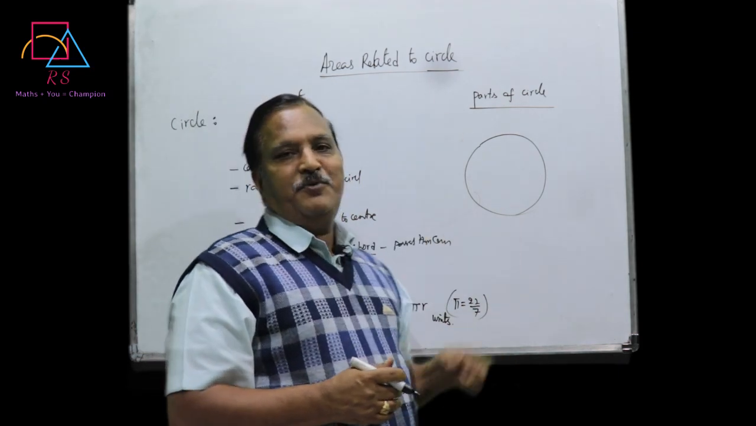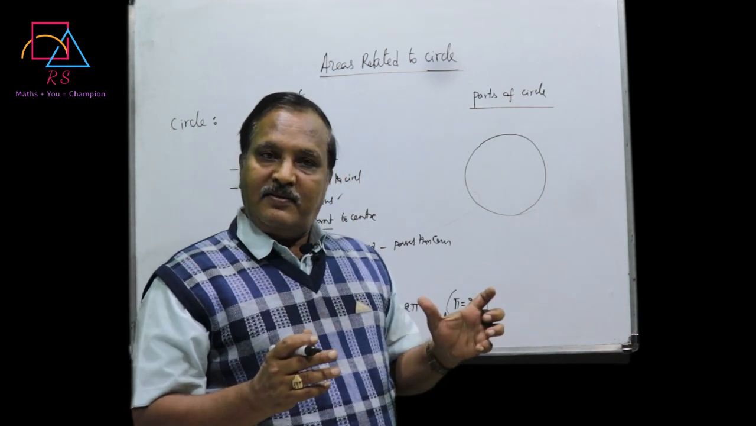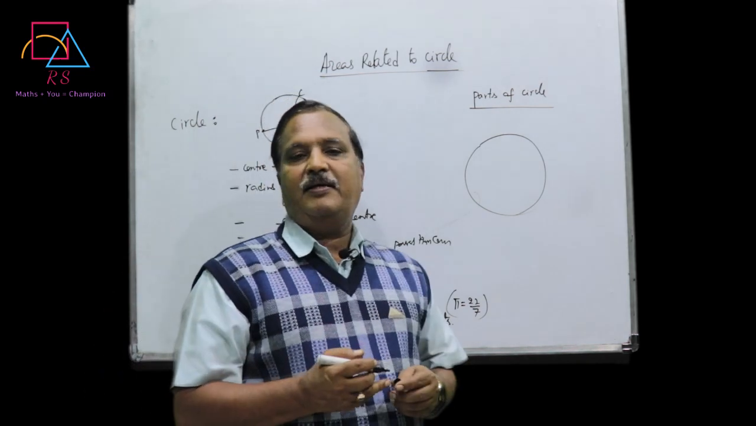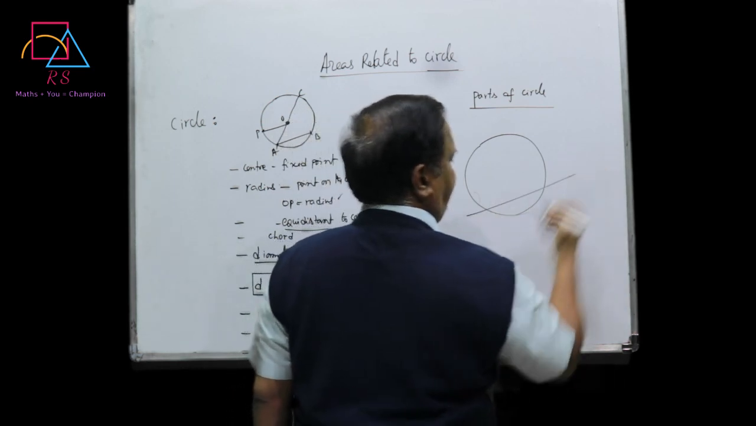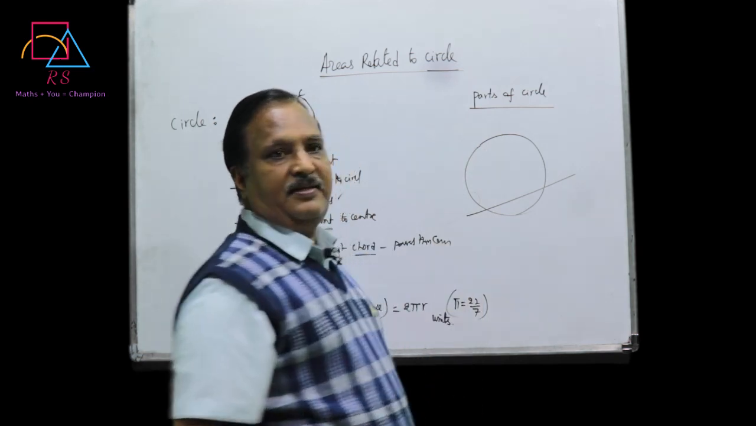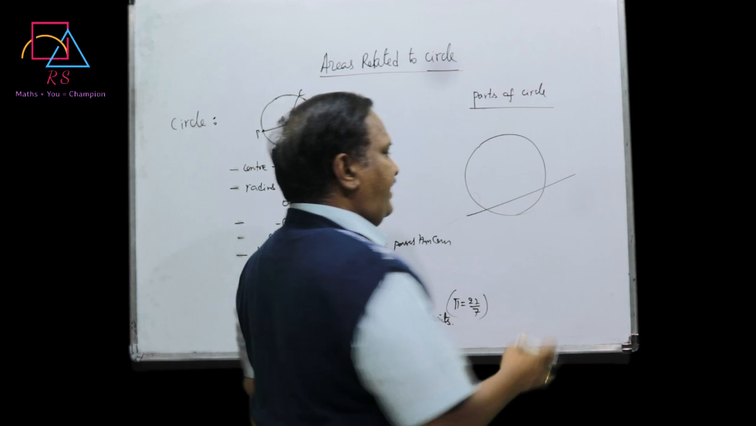So that part I am going to tell you. So circle, we can make it into parts. How to make a part? Very simple. If I cut like this, then what happened? You will be getting one part like that, one part like that. So you can cut the circle in many ways.